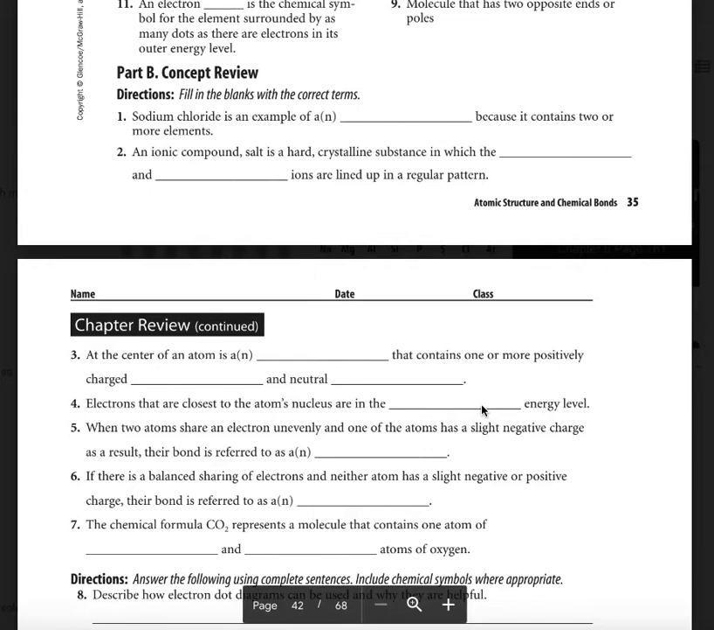Number 5, when 2 atoms share an electron unevenly and one of the atoms has a slight negative charge, as a result, their bond is referred to. So if they're shared unevenly, we kind of just referred to this back up in our vocabulary of polar and nonpolar. You're probably thinking if it's shared unevenly, that's a polar bond. Number 6, if there's a balanced sharing of electrons and neither atom has a slight negative or positive charge, their bond is referred to as a nonpolar bond.